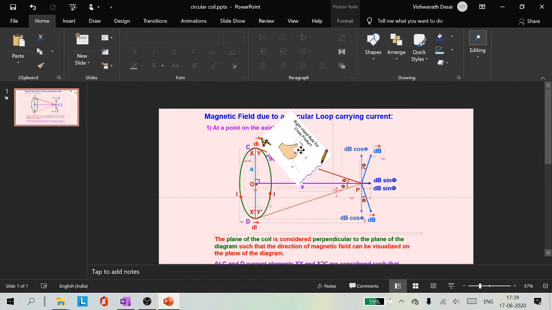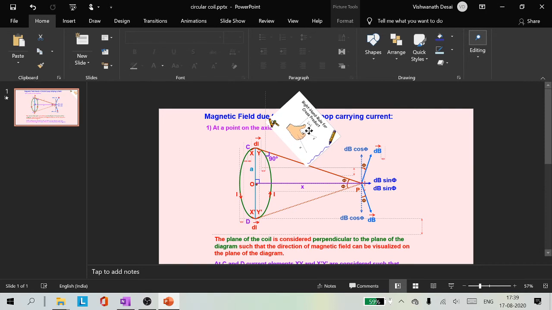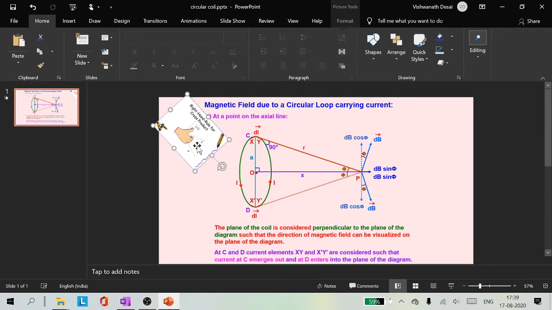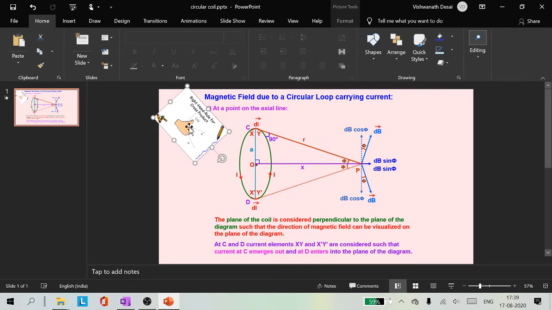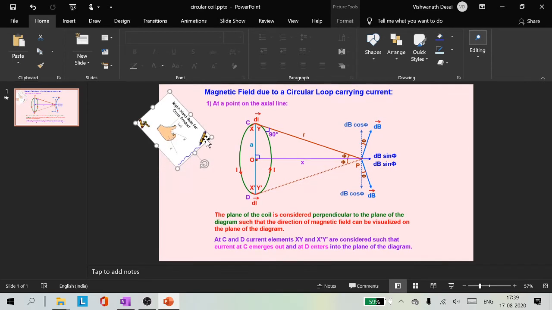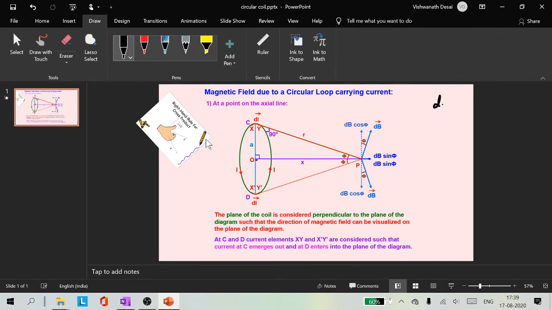I am going to curl my finger from where to where? From DL towards R. Why? Because of Biot-Savart's law, right? We studied Biot-Savart's law. There, what we studied, the magnetic field direction can be found by using DL cross R. So we have to curl our finger from DL towards R.